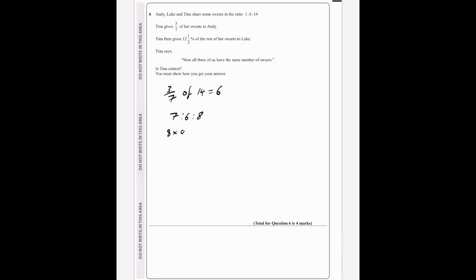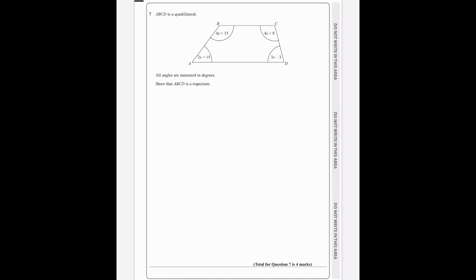12.5% is the same as 1 part of the 8 she has left. So she gives 1 of her parts from her 8 to Luke's 6. So Luke gets 7 parts, and Tina is reduced to 7 parts, so they're sharing it in 7 parts to 7 parts. So yes, Tina is indeed correct. Well done, Tina.